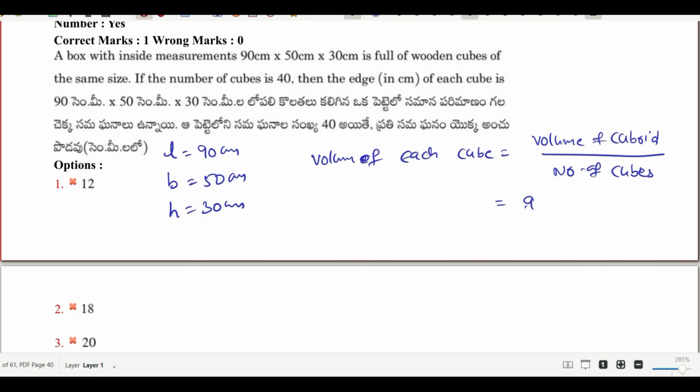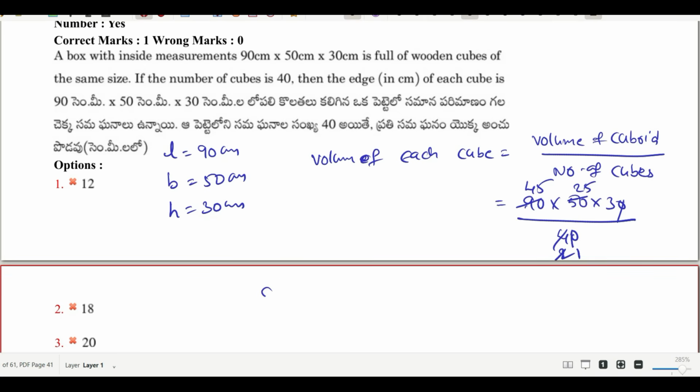The volume of each cube is length into breadth into height, that is 90 into 50 into 30 by 40. On simplifying it, the zeros get cancelled. 2 2s are 4, 5 and 2 1s are 25. So the volume of each cube is equal to 45 into 75.